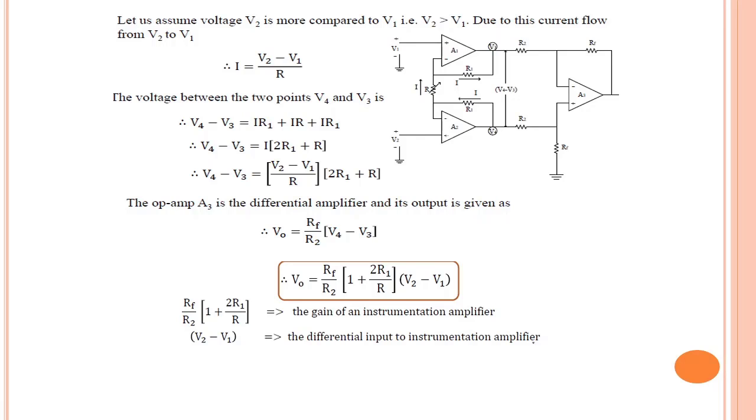So R1 we can fix and R we can keep variable in order to have variable gain of the instrumentation amplifier. Here both the inputs are applied at the non-inverting input terminals of operational amplifiers A1 and A2, and thus will experience very high input resistance. So both the inputs will experience very high input resistance and we also get variable voltage gain. Thank you.